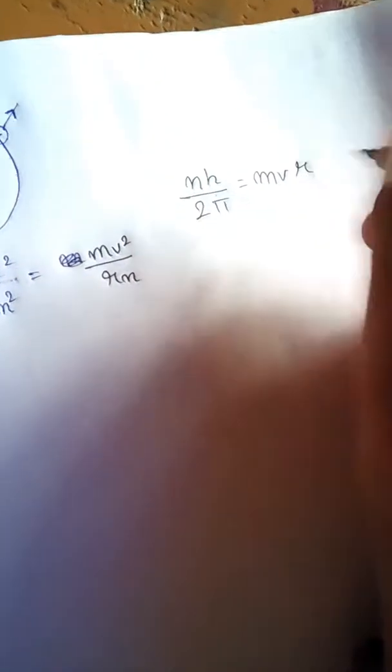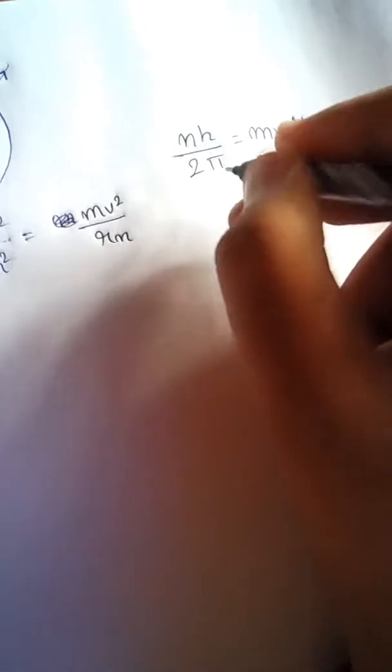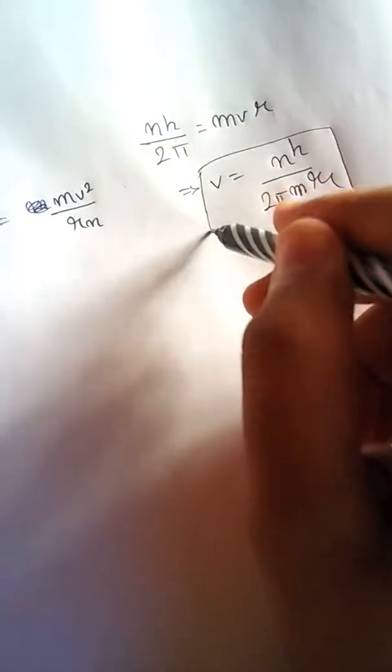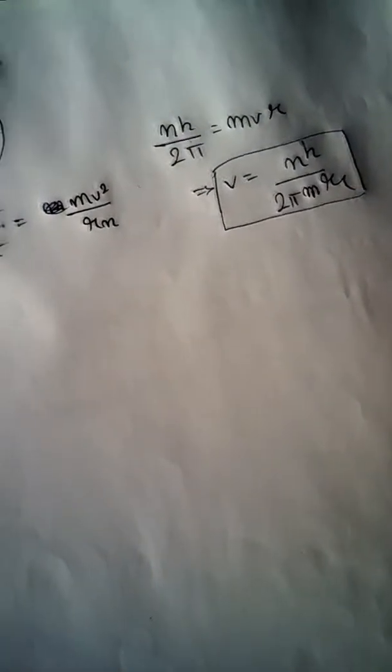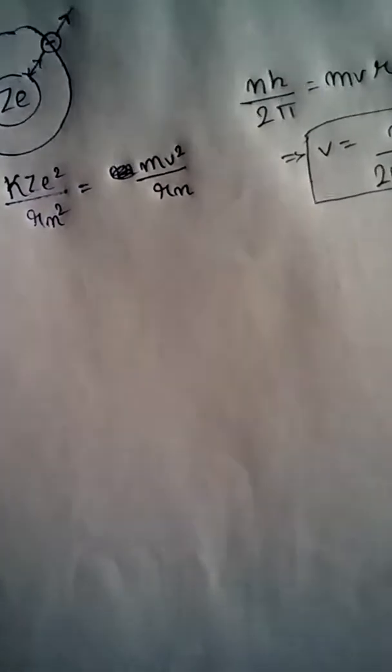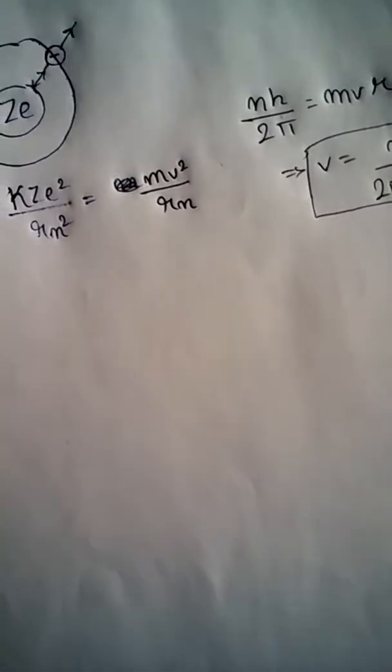Now we know that by Bohr's theory, nh by 2 pi is equal to mvr. I think everyone knows this if you are studying even in class 11. So from here we can write velocity as nh by 2 pi mr. Now we replace the value of v in this equation.